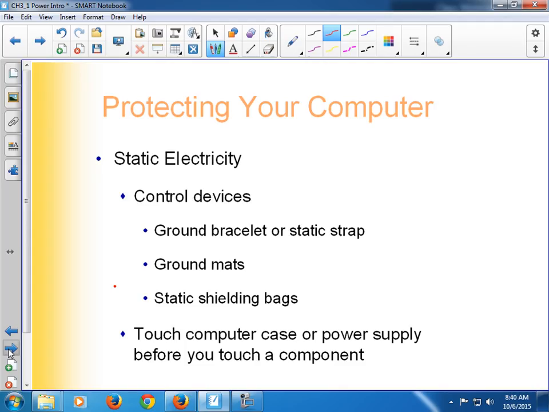Okay, so enough said on that. You want to protect yourself, right? Not that we want to get shocked, but when it comes to static electricity, you're not going to get shocked to death, but you can certainly ruin a computer component, okay?